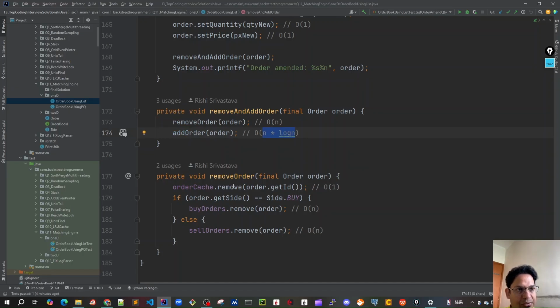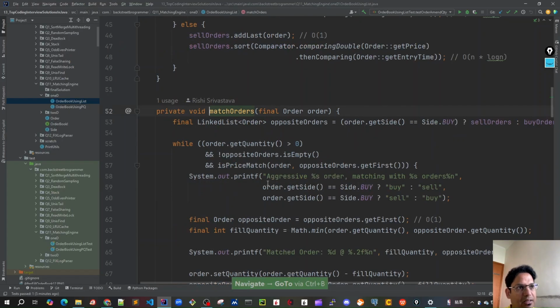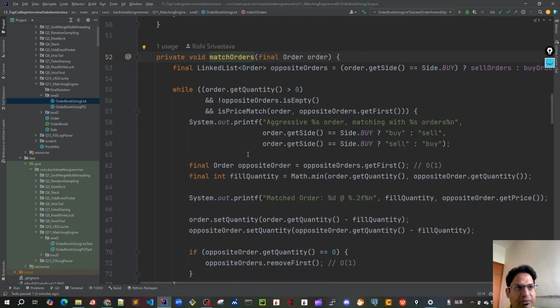So we have seen that remove is just removing from the order cache and then removing from our linked list, which is O(n). And when we want to add it again, we have to match the orders first because we are changing the price here. So let me quickly revise what the matching does. Once the price is changed, it's possible that the opposite side order matches. The matching algorithm always says that if the best buy order price is greater than or equal to the lowest sell order price, only then will the matching happen.